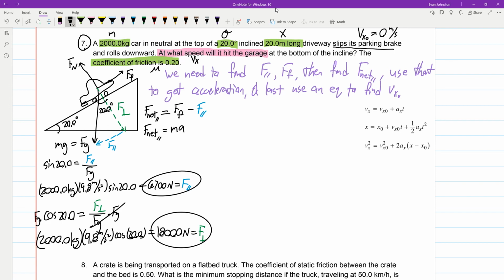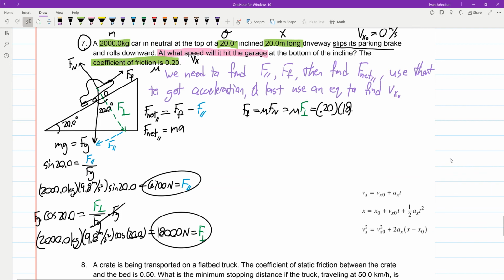Force friction, that's really mu times the normal force. But the normal force is equal and opposite to this perpendicular force. Well, we know force perpendicular, it's this 18,000 here. So we can just rewrite it as mu times force perpendicular. So we can put this down as this 0.20, that's what it is here. And 0.20 and 0.20 both have 2 sig figs, so you don't need to include the 0 there, times my 18,000.